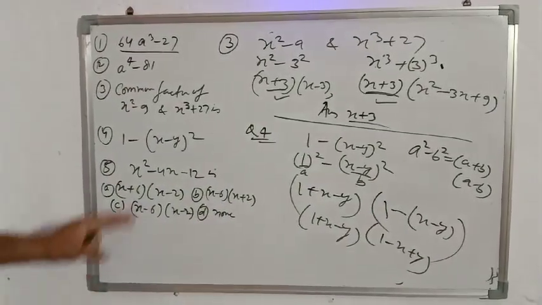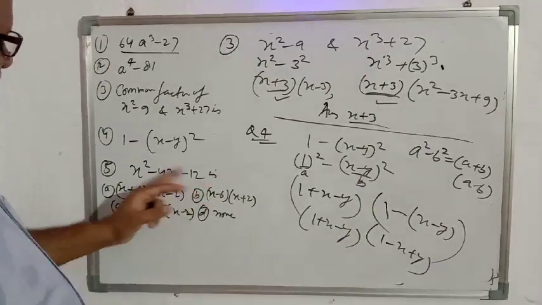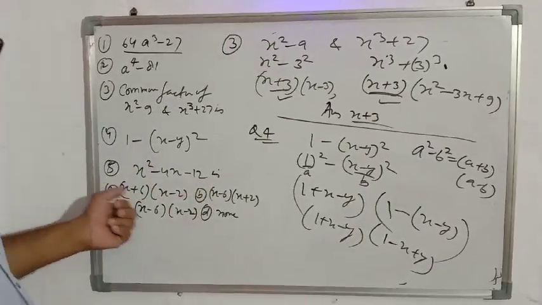Last question, x square minus 4x minus 12. We have to factorize it. Four options are given here.